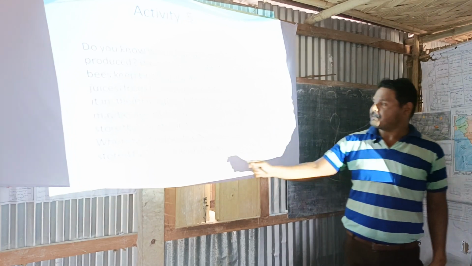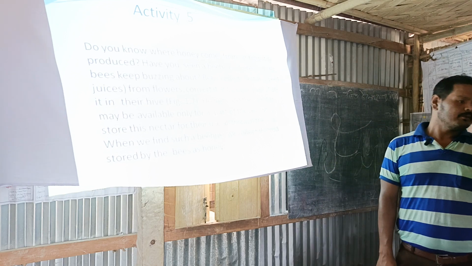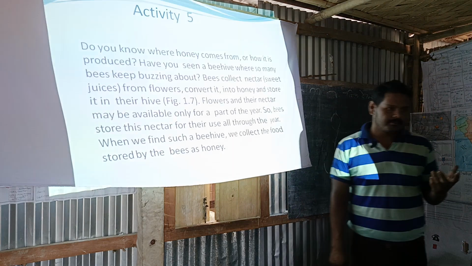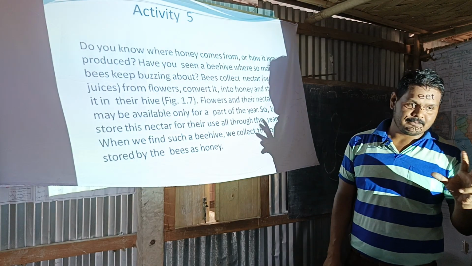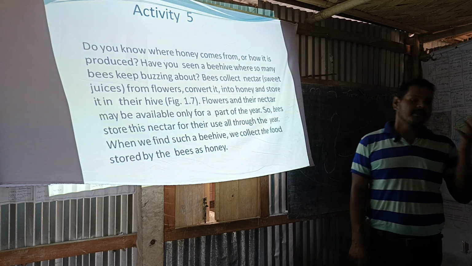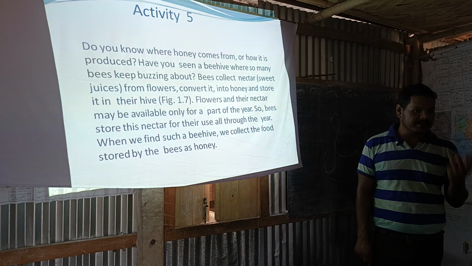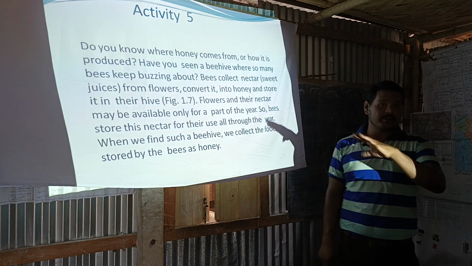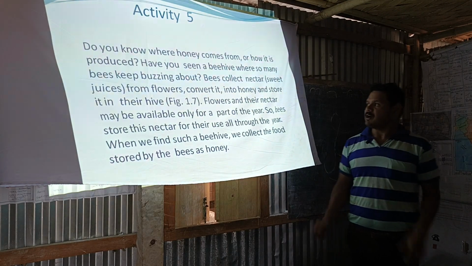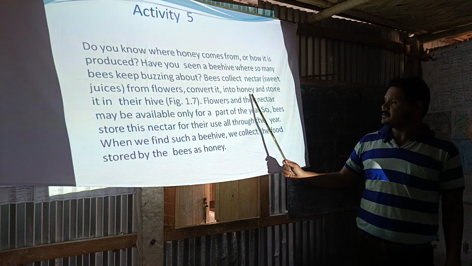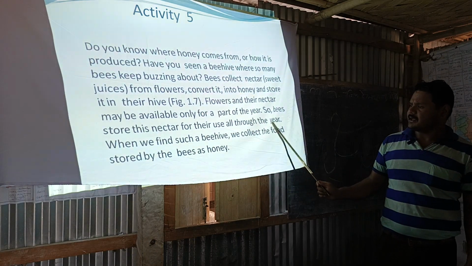Flowers and their nectar may be available only for part of the year. During the season, flowers grow. When there is off season, is there any flower? Have you seen flowers during the off season? No. During the season flowers are available, and insects take nectar during this short period of time. The insects suck the nectar from the flower and convert it into honey. So bees store this nectar for their use all through the year.